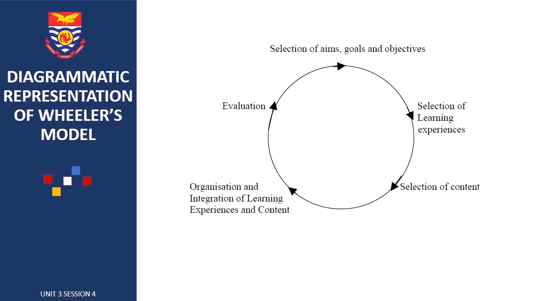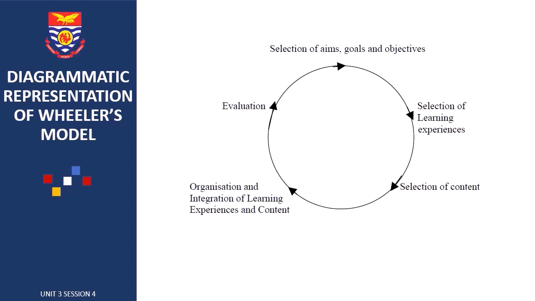stages of Taba. In Wheeler's model, learning experiences and content are selected separately and are subsequently organized and integrated with each other, meaning that they are blended together. This is to ensure mutual reinforcement of these elements in order to make the maximum impact on the learner.